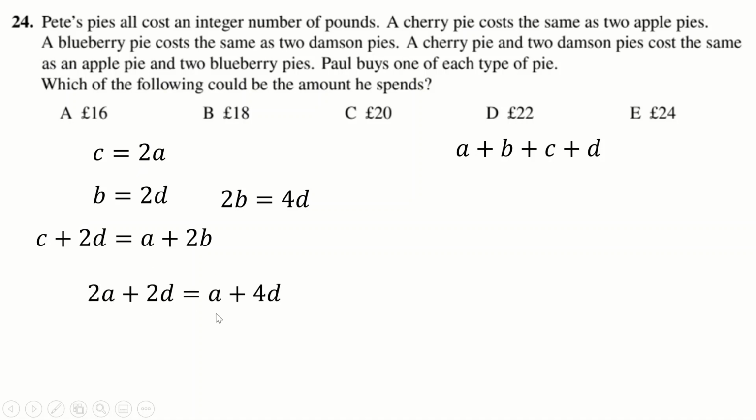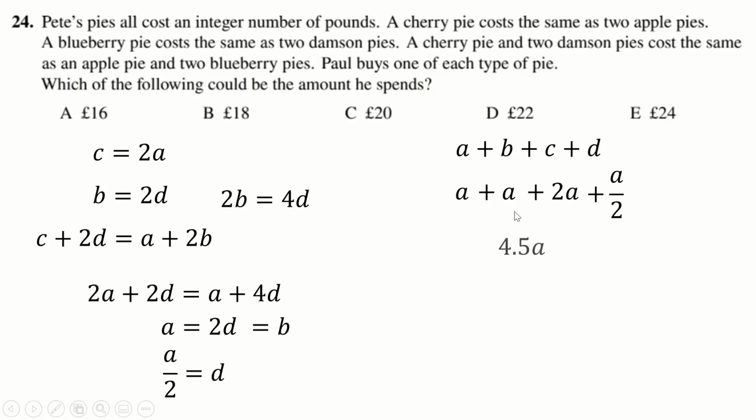So I get this. And now I can swap these over. So take away 2D from both sides, take away A from both sides, and we get that. And so now, if I divide by 2, I can replace this D with an A over 2. So okay, I can replace C with a 2A, D with an A over 2. What about B? Well, look at this line. A is 2D. And 2D is also equal to B. So that means A and B must also be the same. So this entire thing becomes A plus A, because B is the same as A, plus 2A from this, plus A over 2 from that, which is 4.5A.